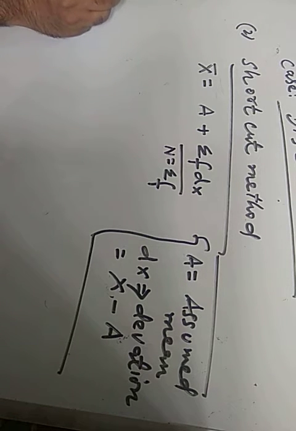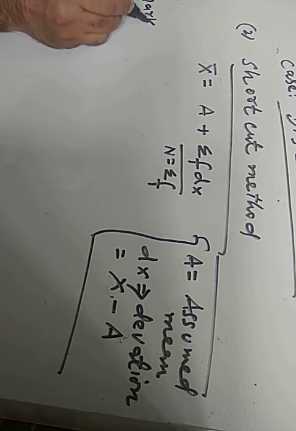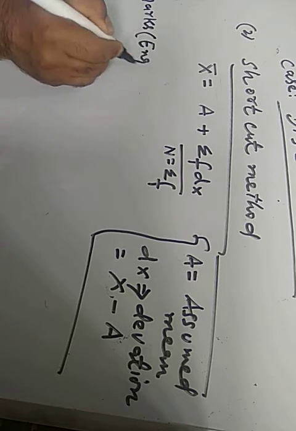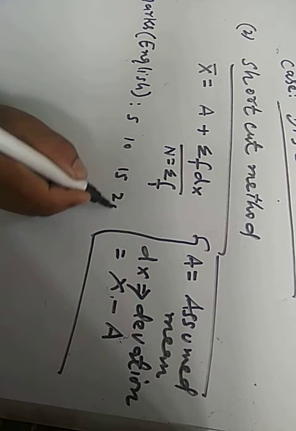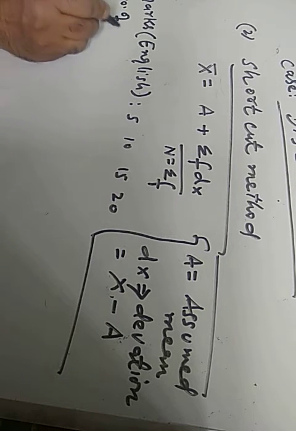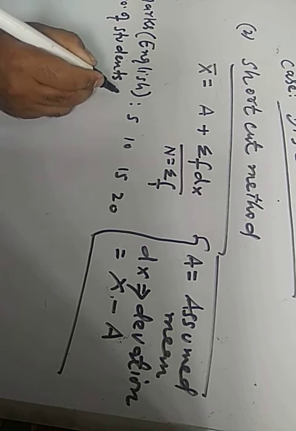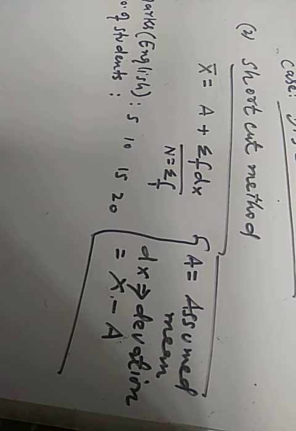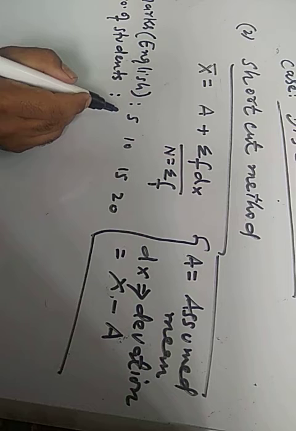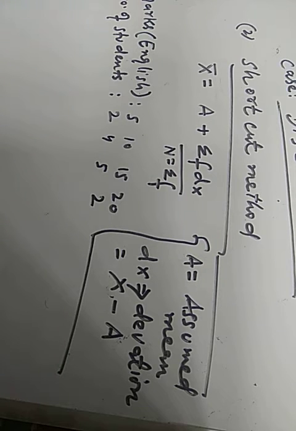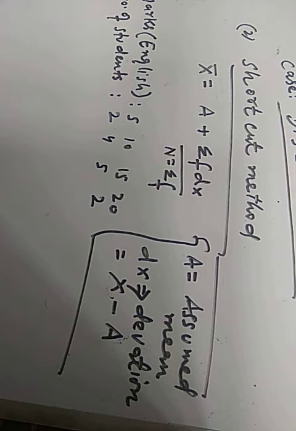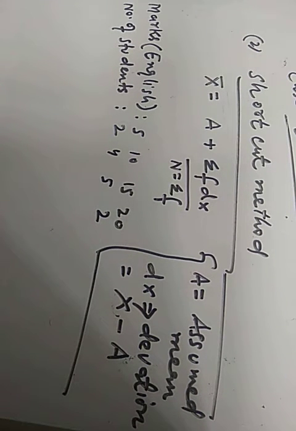Now we will take those same values, same variable. Both are marks in subject English of class 11th, and the marks were 5, 10, 15 and 20, and the number of students who have obtained these different marks were 2, 4, 5 and 2. This is the data. Now we have to apply the shortcut method. इसका जो solution है वो इस तरह से होगा.